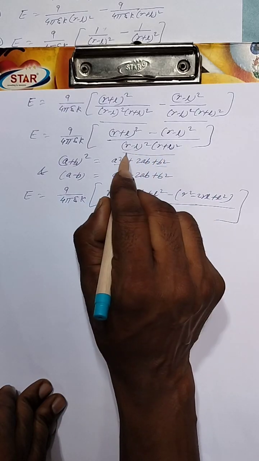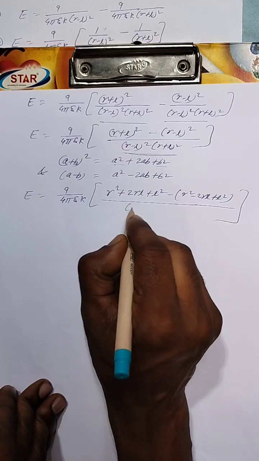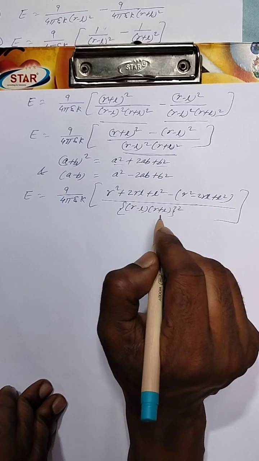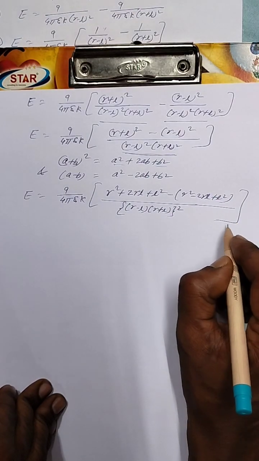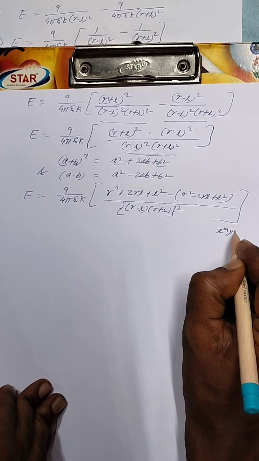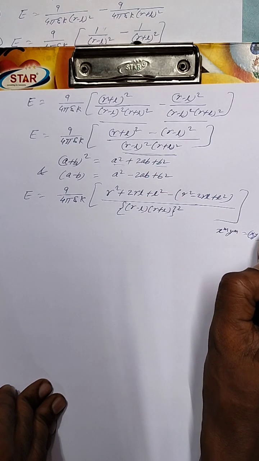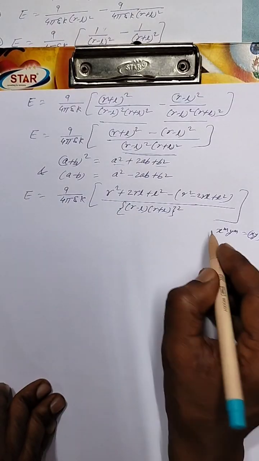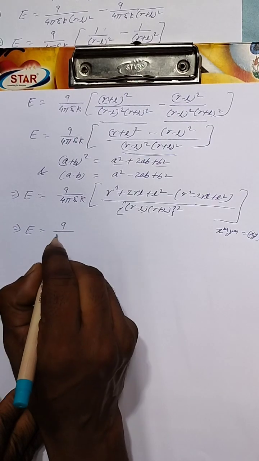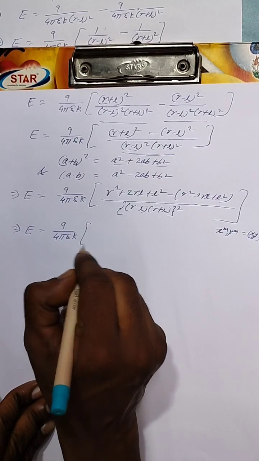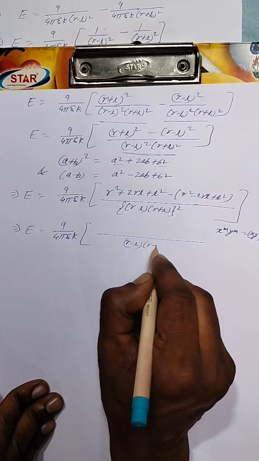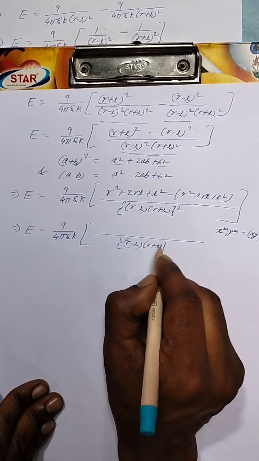Look, this denominator we can write like this, because we know that x^m y^m, we can write (xy)^m. So we get q upon 4 pi epsilon 0 k, (r minus l) in the bracket, whole square.